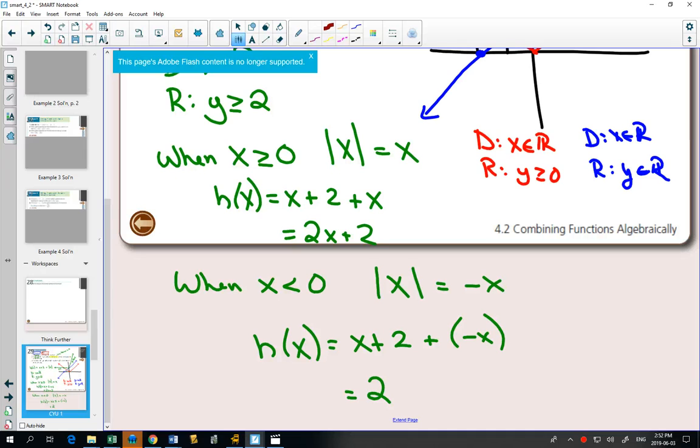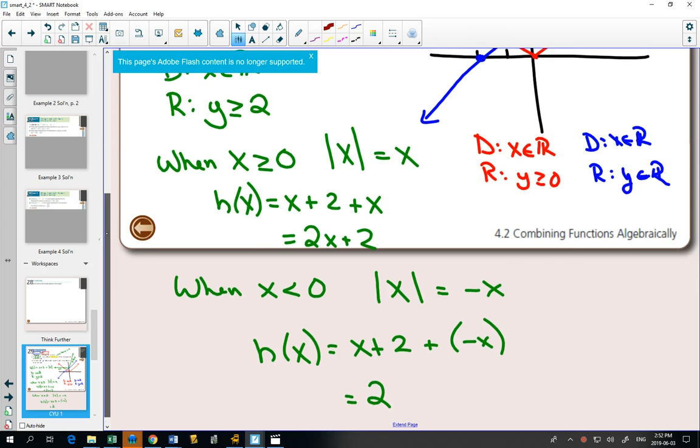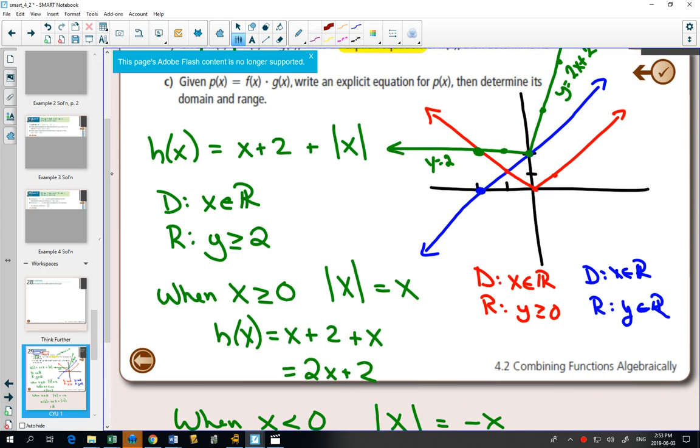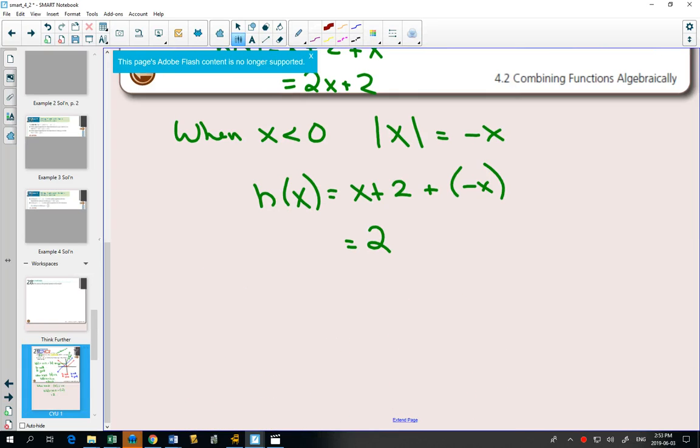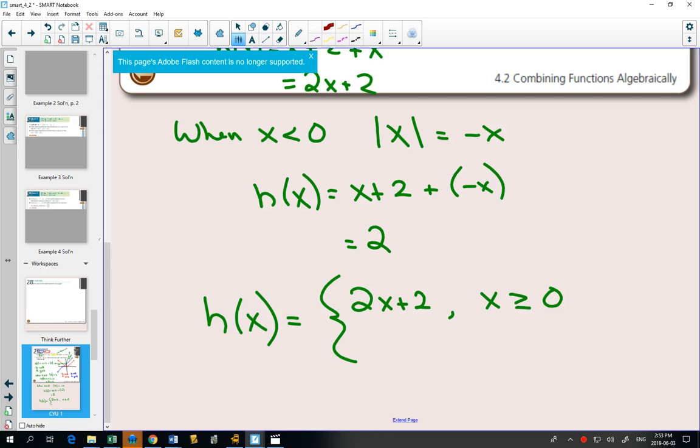And so through an algebraic analysis of this, I could also see these two graphs. As you get into calculus and in university, you could now have a different way of writing the explicit equation for h of x. H of x has two equations. One equation is 2x plus 2, and that is true when x is bigger than or equal to 0. And the other equation is just 2, and that's true when x is less than 0.